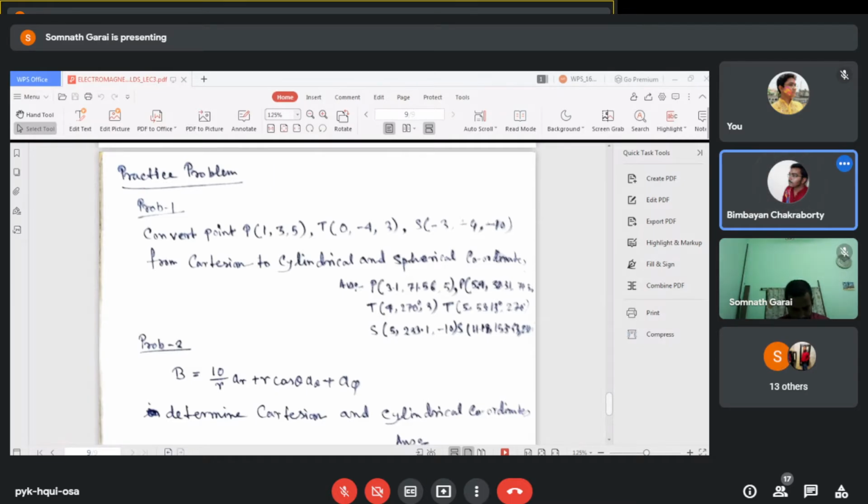Yes, sir. I do not recognize it properly. What is the first one, P? Root 10, that means 3 point something, 71.6, Z is equal to 5. Now what is the value of rho of Q? Of Q, sir? So 3, sir.